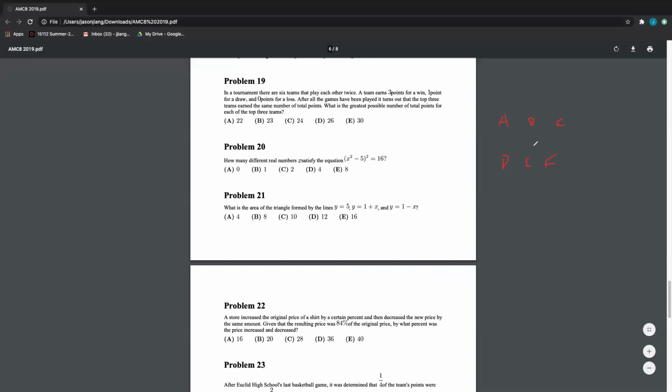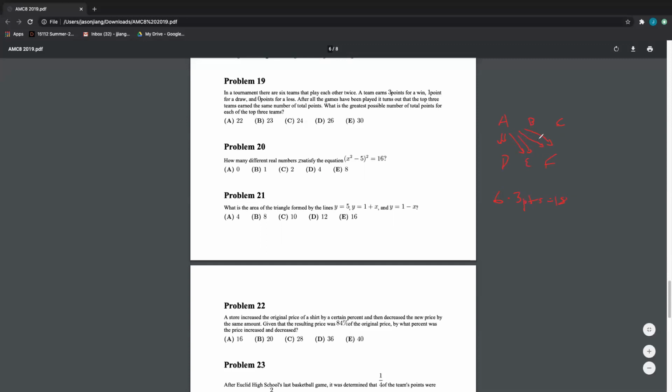Well, to get the greatest total points, we'll have our top teams win their matches against the lower teams. So they play every other team twice. So A should beat D, E, and F every game. That's 6 wins multiplied by 3 points. And that's going to be 18.